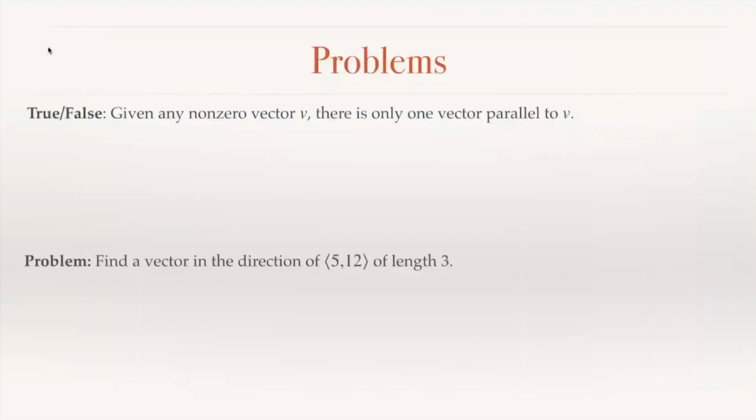So here's a true-false. Given a non-zero vector v, there is only one vector parallel to v. Is that true or false? Take a moment to think about that.